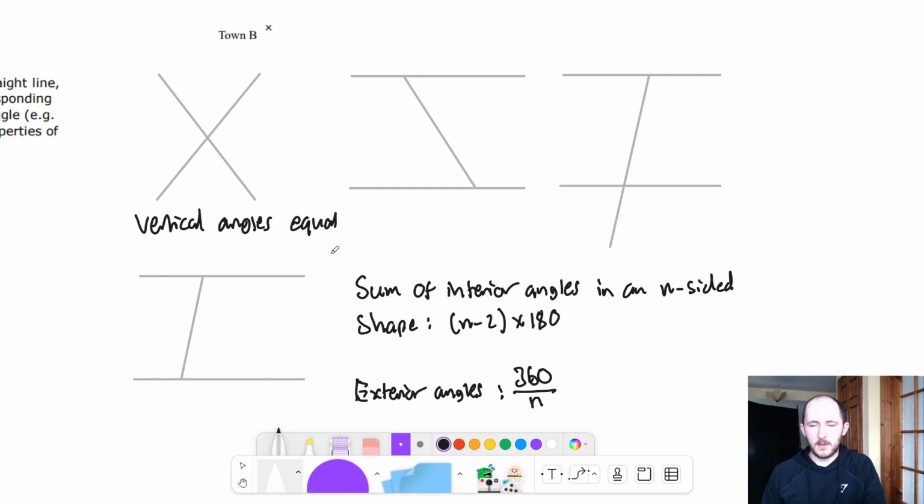So vertical angles equal. If you make an X shape with 2 straight lines, the opposite angles here and here, and also here and here, are equal to each other. Okay? So both of these are, let's say, A, and both of these are B. So if they ever say, like, okay, this is 34 degrees, what's angle B over here? You'd say 34 degrees, vertical angles equal, done.